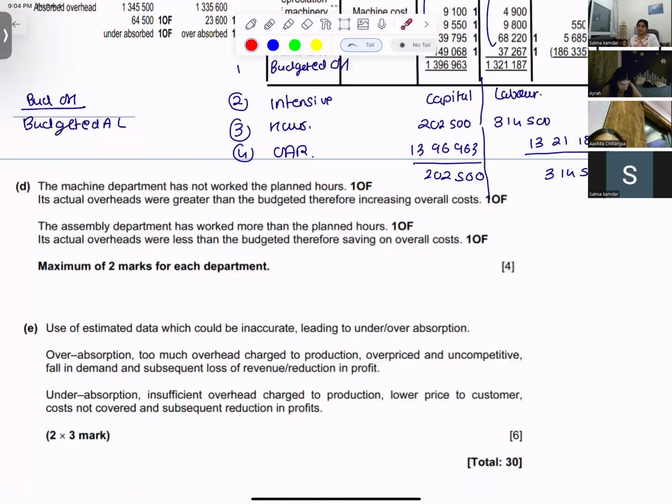Maybe my machining department did not produce that many units that it had to produce, so it did not work for the planned hours. And when it is over absorbed, that means you've over recovered, so you have worked more than the planned hours. When it is under absorbed, you have worked less than the planned hours.